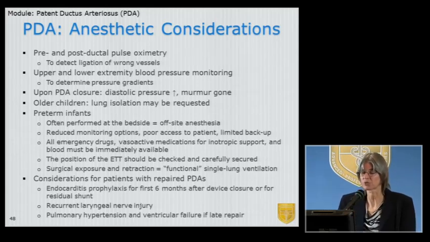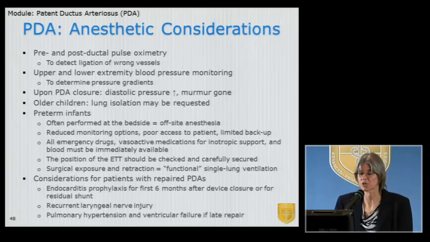Make sure that you have pre- and post-ductal pulse oximetry to make sure that you can detect if they clip or ligate the wrong vessels. You want to have upper and lower extremity blood pressure monitoring, once again, to determine pressure gradient and make sure that they don't clip the wrong vessel. When the PDA is closed, your diastolic pressure should immediately go up and your murmur should be gone. This is nice when you have an esophageal stethoscope in. You can actually hear immediately that the machine-like murmur has disappeared the moment they put the clip in.